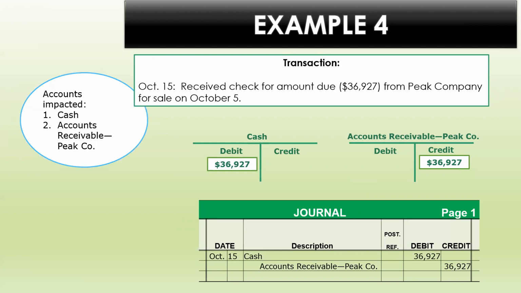We use the date here of October 15. The debit is to cash in the amount of $36,927. And our credit is going to involve the accounts receivable Peak Company account in the amount of $36,927.